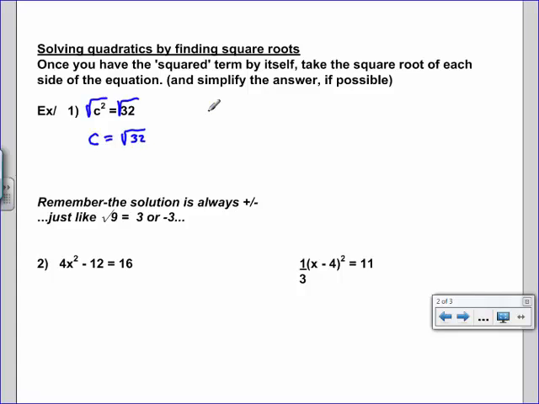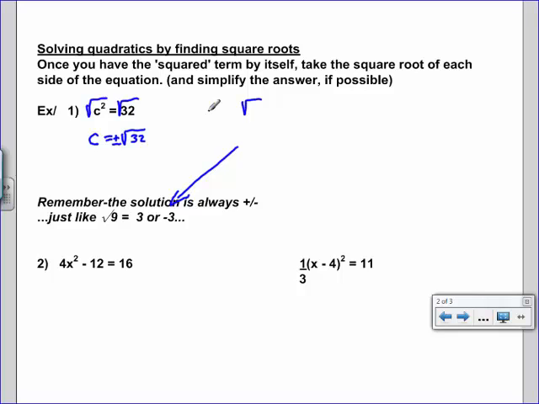And whenever you take a square root, because the square root of, as we noted in this example down here, square root of 9 can be 3 or it can be negative 3. 3 times 3 is 9. Negative 3 times negative 3 is 9. So we're always going to put a plus or minus in front of it.